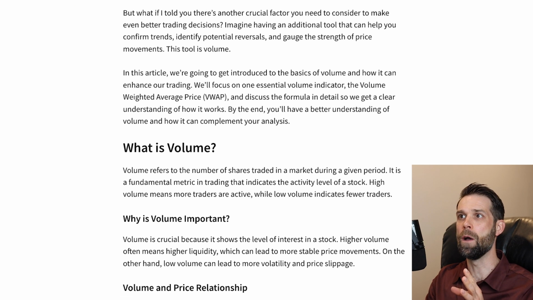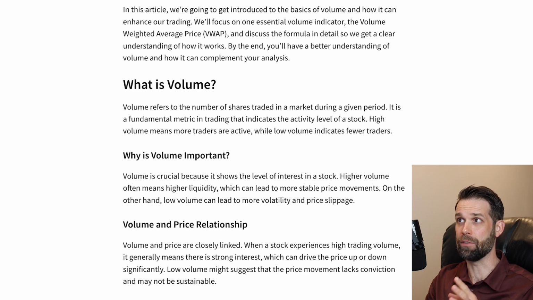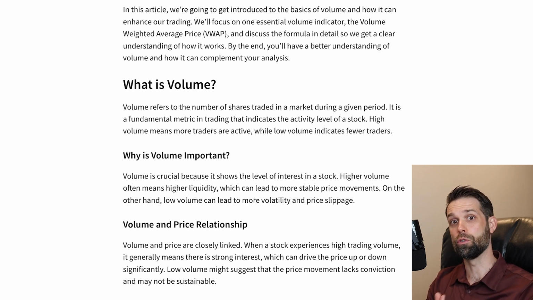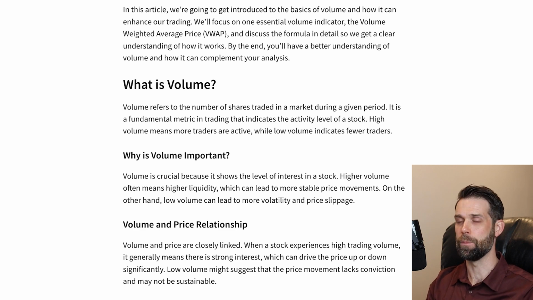We're going to review one technical indicator that's very popular and has to do with volume, and that's called the VWAP, which stands for volume weighted average price. We're going to run through the formula and understand what it is. Then we'll look at TradingView, and we'll look at the technical indicator on an actual chart as well.